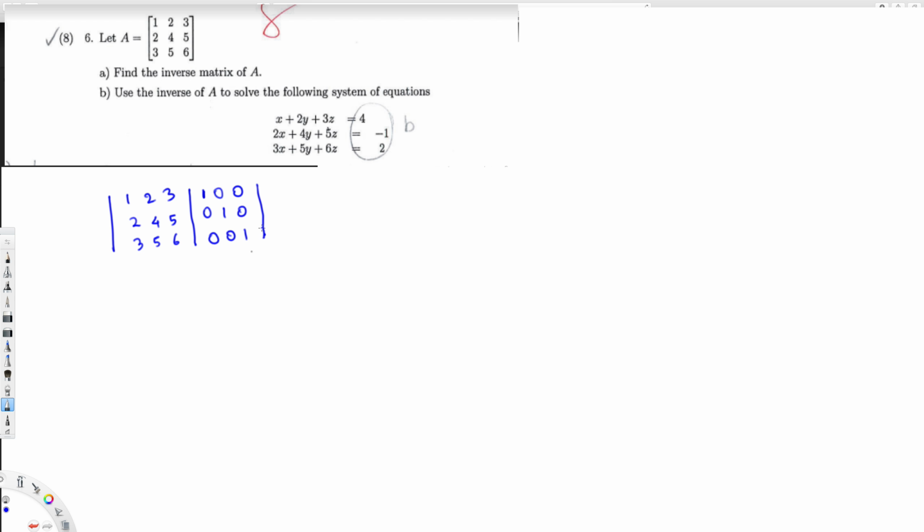Now what I have to do is bring this pattern to this side. When I bring this pattern to this side, whatever values I get on the other side will be my inverse, A inverse. So let's see how we can do this.